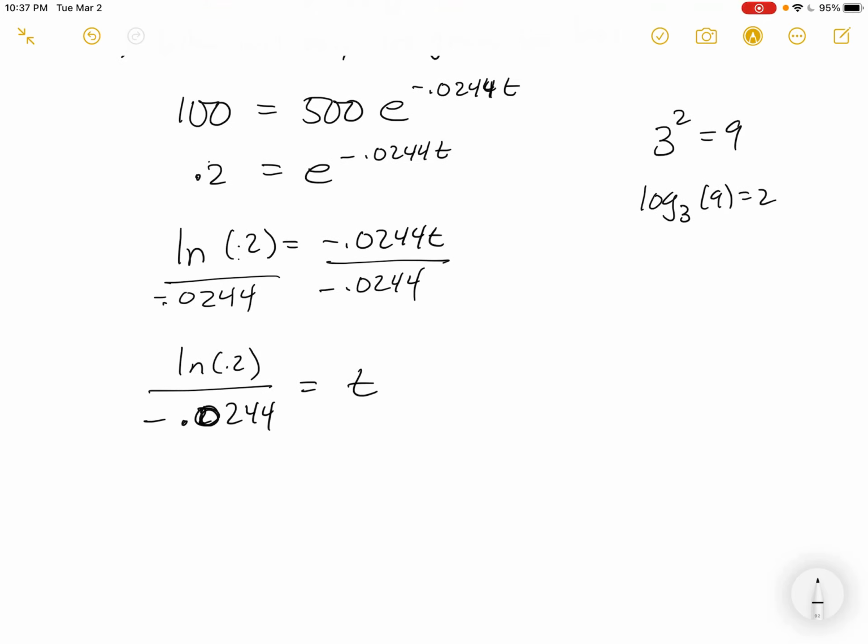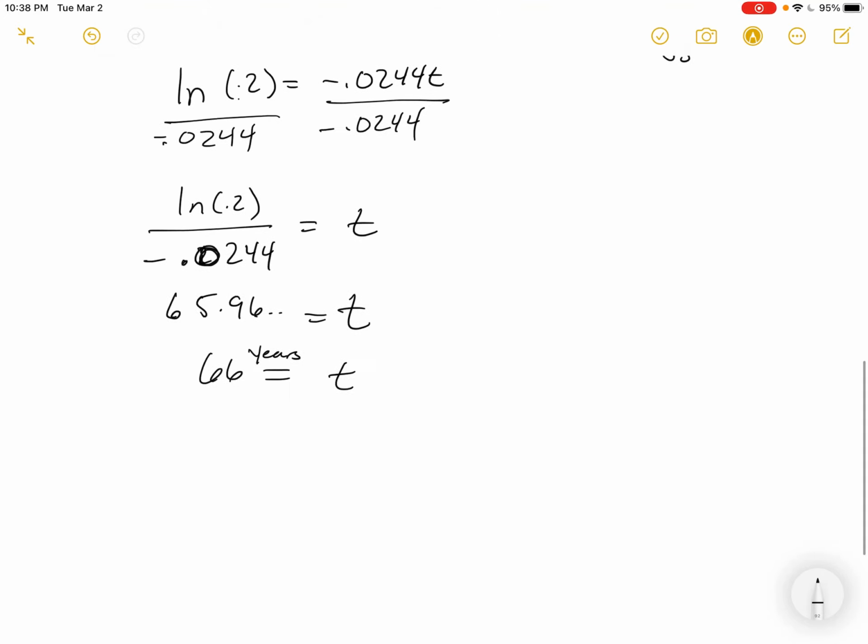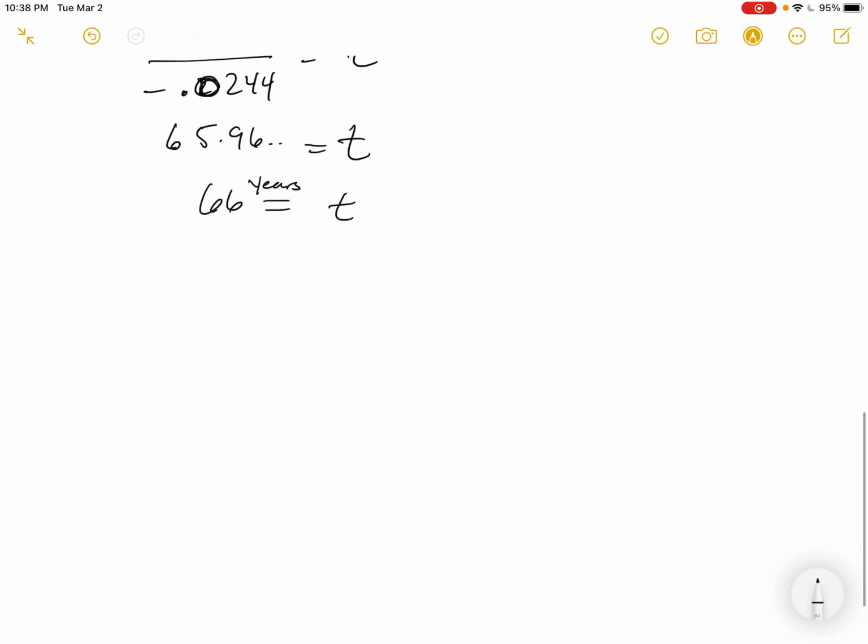So now what do I do? Grab my calculator. ln of 0.2 divided by, let me get the negative in there, negative 0.0244. And we're looking at a time of 65.96, and it just keeps going, years. Now they want it to the nearest whole number, so we're going to report 66 years. In 66 years, we'll have 100 grams left. Great. And then they want to know the half-life.